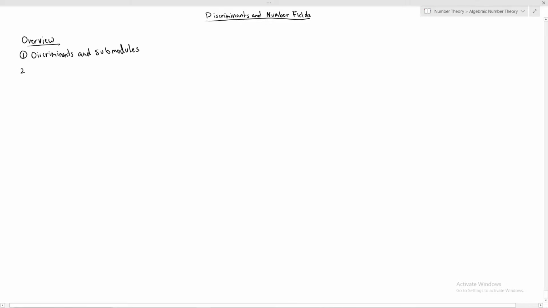And the second half of this lecture is going to be about using our Galois theoretic formula for a trace to get a Galois theoretic formula for the discriminant. Okay. These are the two main things. So let me go ahead and tell you what this discriminant in submodules thing says.